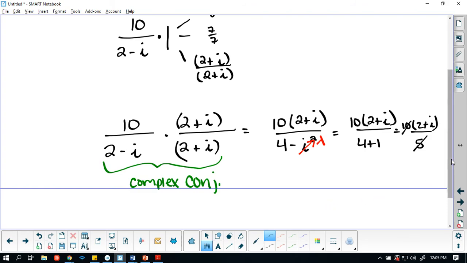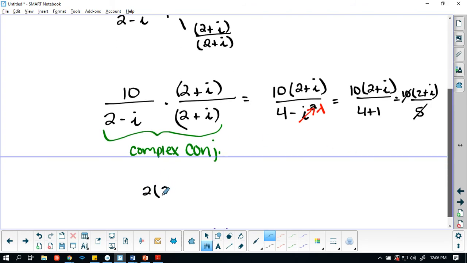Simplify. So then I have 2 times 2 plus i. Now I could simplify this even more. So I have 4 plus 2i. And that is my answer for this problem.